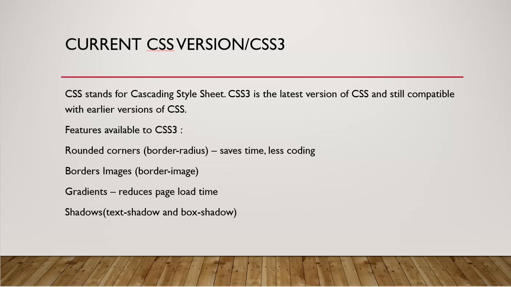Features of CSS3 involve rounded corners, which saves time and has less coding; border images, which allows you to have a short border or a large border around any images; gradients, which reduces page load time; and shadows for text, boxes, and images.